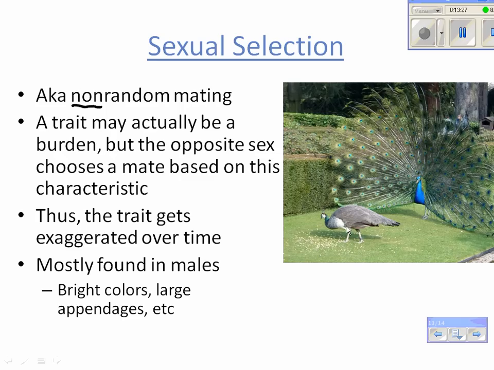But the peahens, they like the big tails. So they will always pick a male who has the biggest, brightest tail. So the males that have the biggest, brightest tails are the ones that are passing on their traits. And therefore the population ends up with these males with exaggerated traits and the females just stay normal.